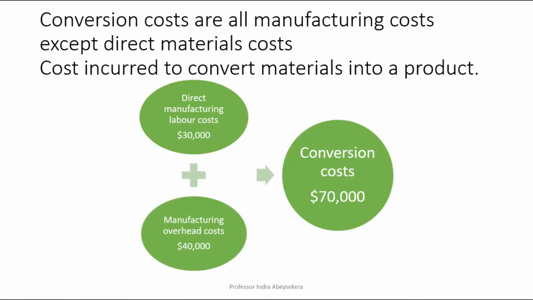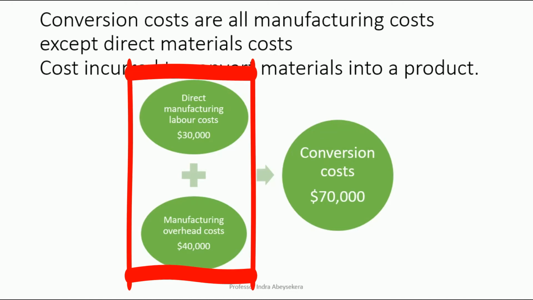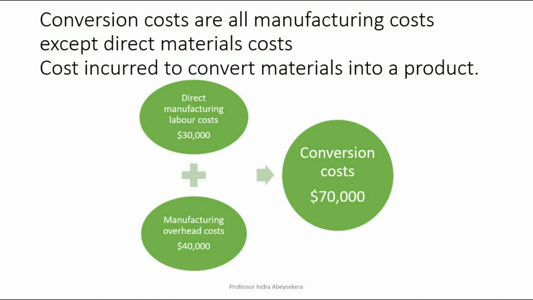The conversion costs are the costs incurred in converting the direct materials into a product. So there's direct manufacturing labor cost of 30,000, and then there's manufacturing overhead of 40,000. So the conversion cost is 70,000. This cost is required to convert the material into finished products.